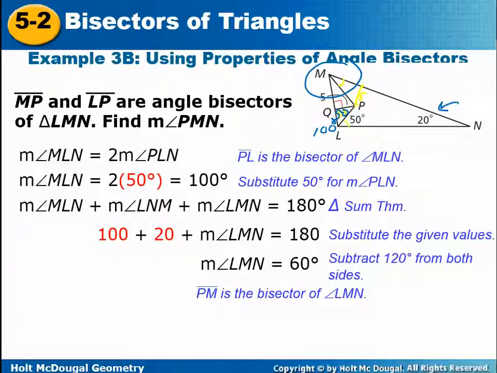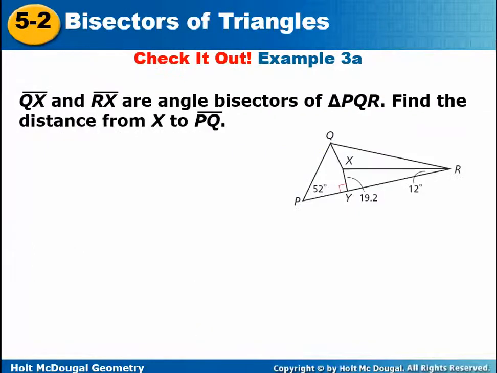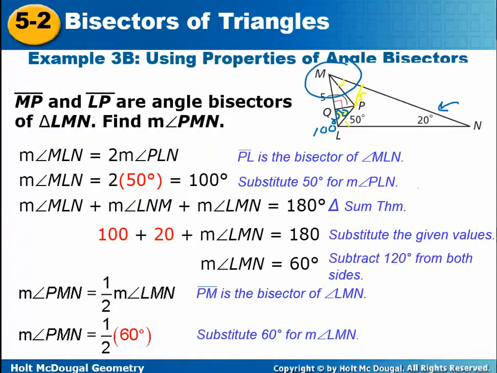But I don't want angle LMN. I want angle PMN, which was created when we did the angle bisector. So half of 60 degrees is 30. Hey, where did it go? They didn't quite show the answer, but it would be 30 degrees. Half of 60 is 30 degrees.